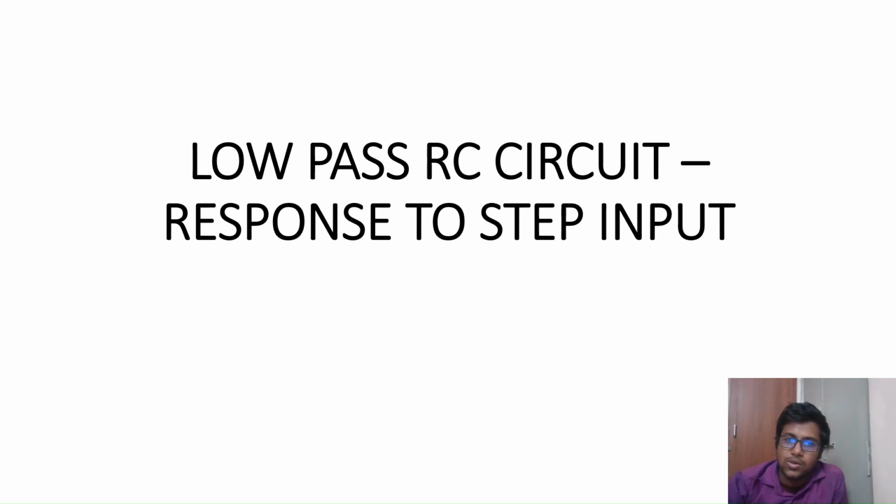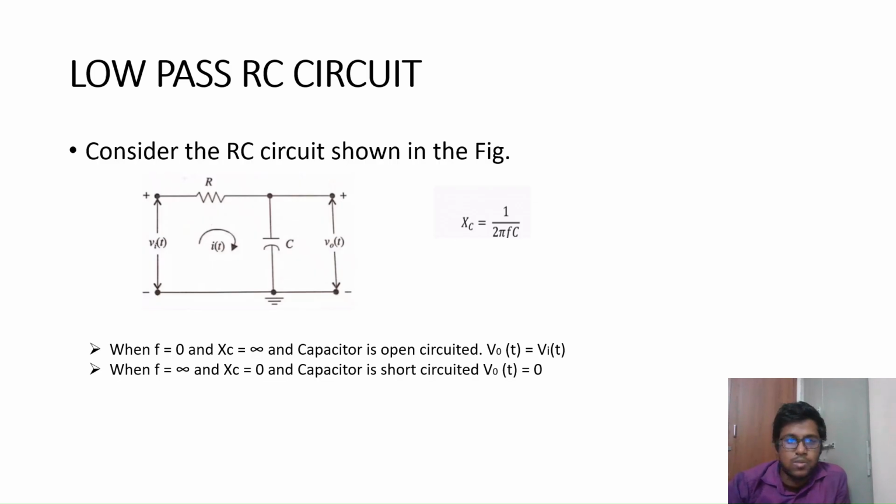So today we are going to discuss how the low pass RC circuit will behave whenever we are applying a step input. Before getting into the topic, we'll first understand how this series RC circuit works as a low pass RC circuit. This low pass RC circuit consists of one resistor and one capacitor. They are connected in series, and we are taking the output from the capacitor and applying the input to the series RC network.